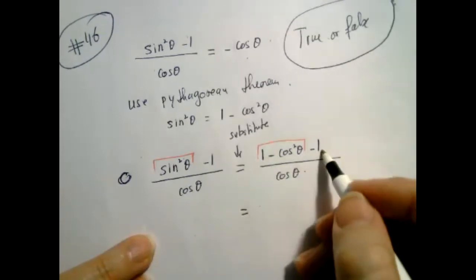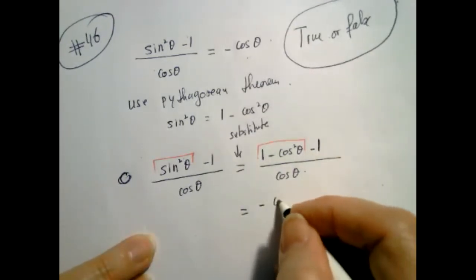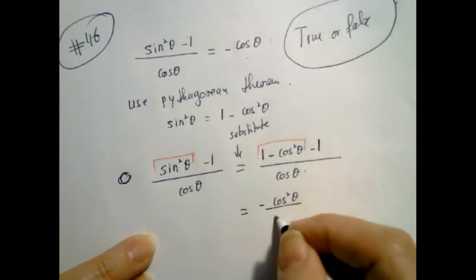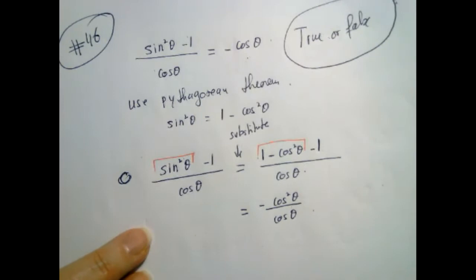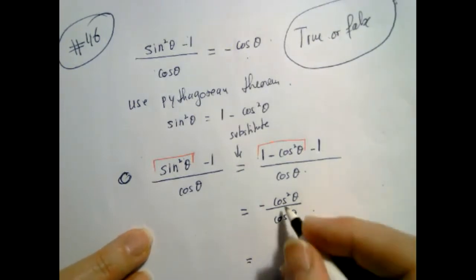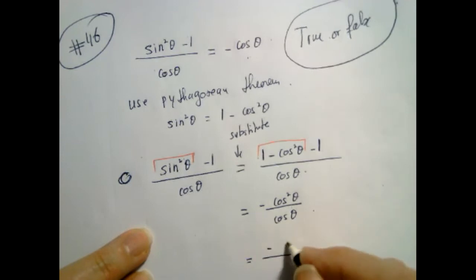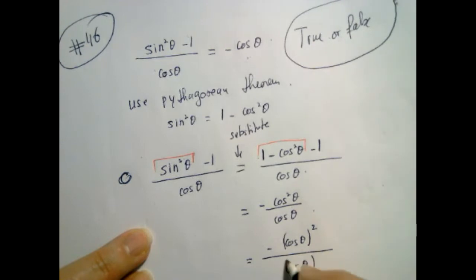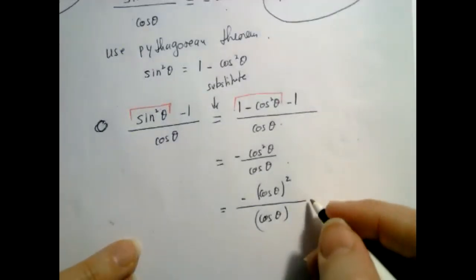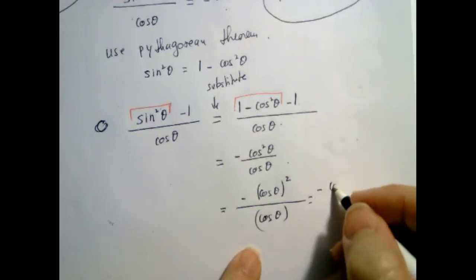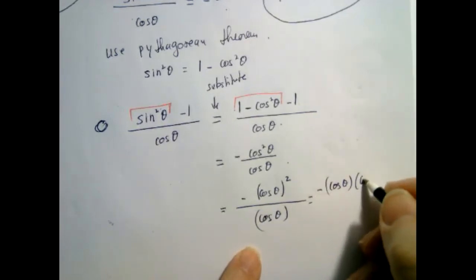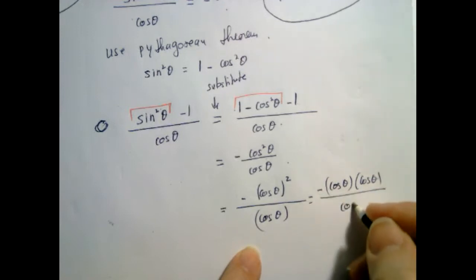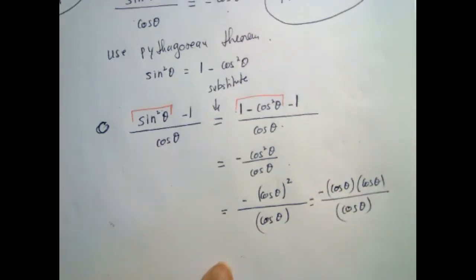All right, 1 minus 1, they go, and I will have minus that over the cosine. But this is equal to what? Let us remember, what's cosine square? Cosine square is cosine theta to the power 2 over the cosine of theta. So this is minus cosine times the cosine divided by the cosine. Now I can simplify this and this, which will lead me to minus cosine theta.